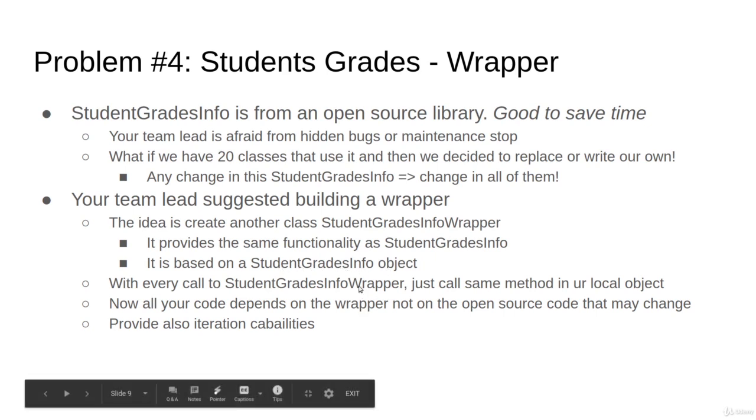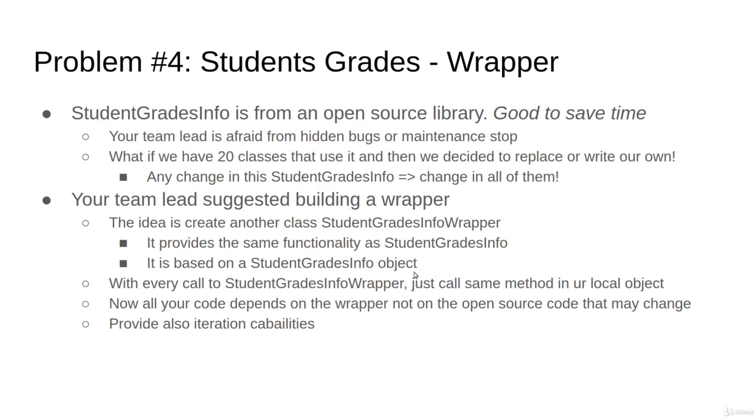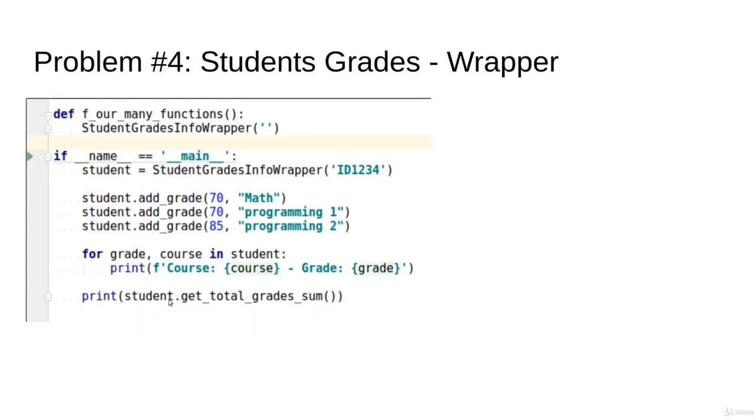Let's say you ask the wrapper to print, then the wrapper goes to the student grade info and calls print. It's just what we call delegation. You delegate the call from the external object to the internal object. That's all. See the code here for an example of that.